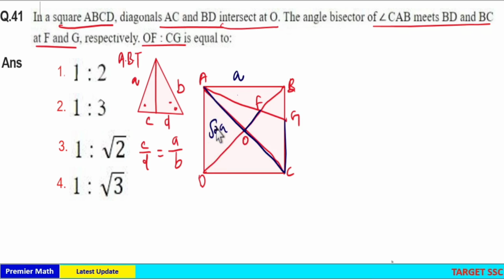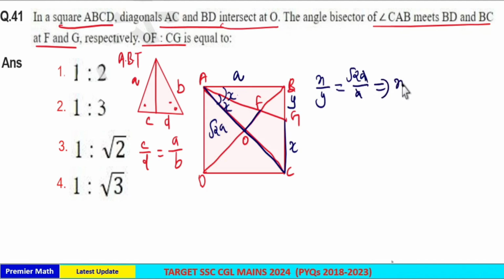Now we can apply the angle bisector theorem here. This is the angle bisector. So if this angle is x, this angle is also x. Now consider CG as x and BG as y. Then the x by y ratio must be equal to root 2 a by a. Now a cancels. From this, x is equal to root 2 y. So now we got CG as root 2 y.